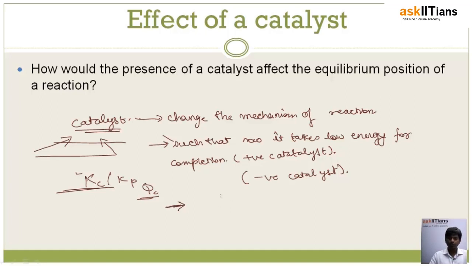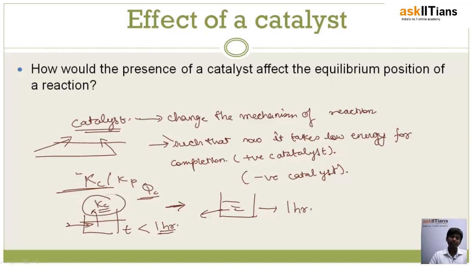So suppose you have a gaseous mixture which attains equilibrium after 1 hour without a catalyst; in the presence of a catalyst, it will attain equilibrium in less than 1 hour. It will quickly attain the equilibrium, but the value of the equilibrium constant Kc will remain one and the same. So this was all about the effect of a catalyst.